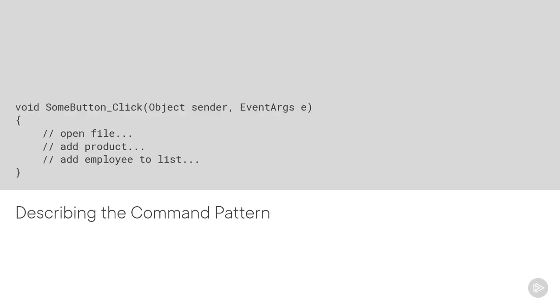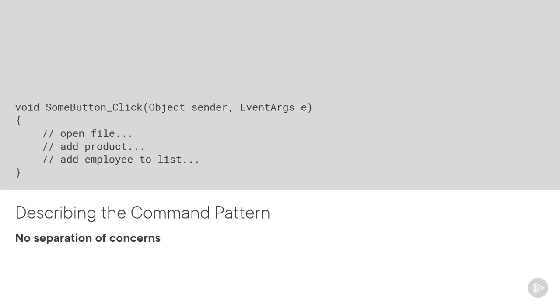Let's clarify this a bit. A very typical example of a command is clicking a button in a user interface. For example, to open a file, add a product to a shopping cart, add a new employee to a list, and so on. In a naive implementation, we could just write the code for that in the button click event handler. But that comes with some potential issues.